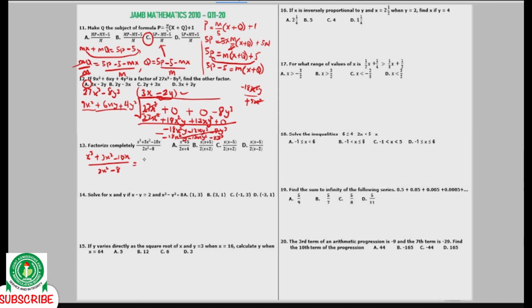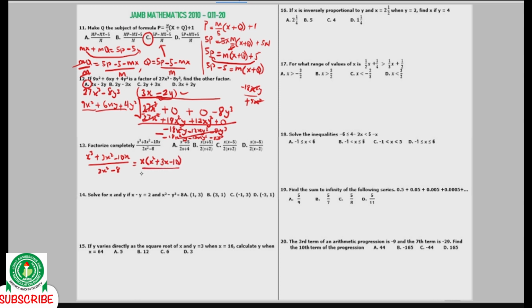Now the first thing is that if you look at this very well, this has x in common and you cannot factorize it now. This is a power raised to power 3. So you have to bring out the x first before even thinking of factorizing. So bring out the common factor here, which is x. So we have x open bracket x squared plus 3x minus 10, bracket close, all over.